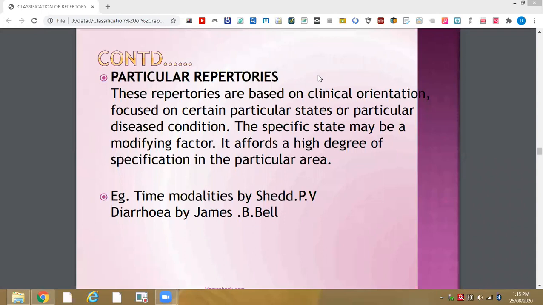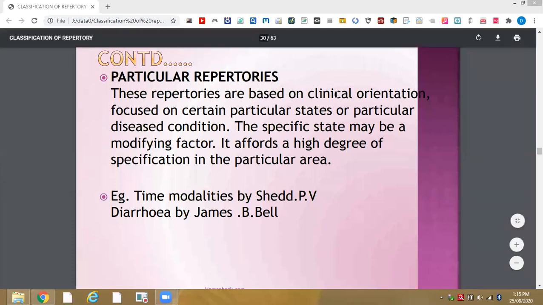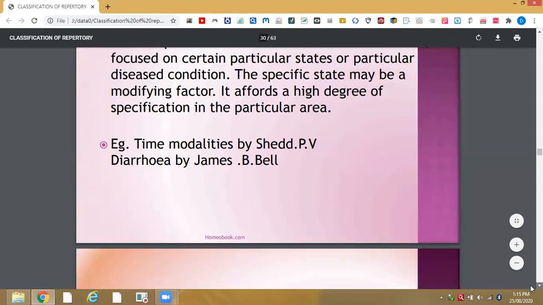As we discussed earlier, that is clinical repertory. These are based on a certain part, a certain disease condition, the whole person, part of the person, or an organ of the person. It is again subclassified. So the particular repertories are nothing but clinical repertories. The examples given here are Diarrhea by James Weil, then Time Modalities by Shed Phoebe. These are the examples of particular repertories.